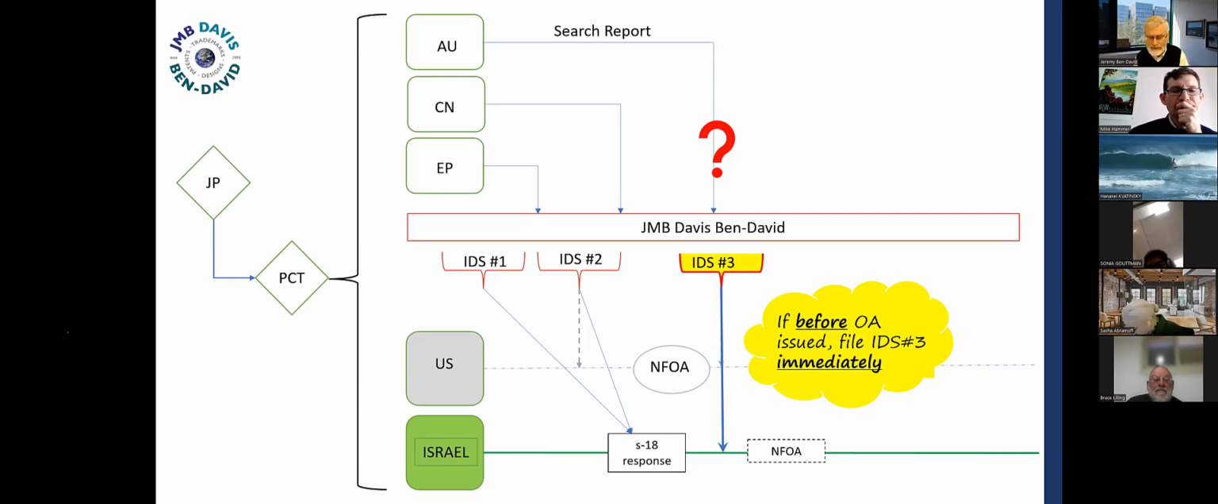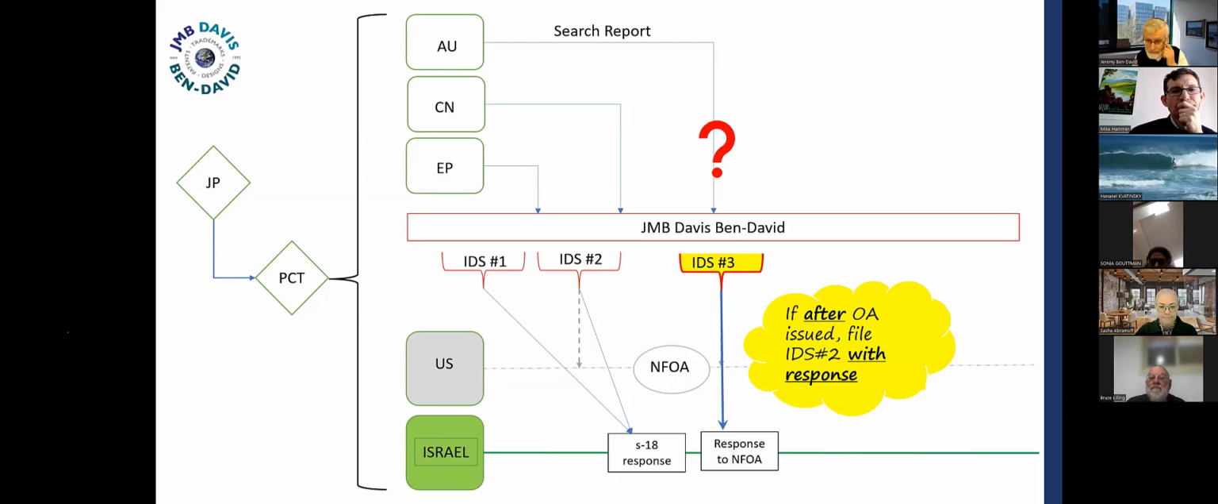And therefore, as you see in this situation here, we've got a non-final office action coming down the pike. Of course, we don't know what the timing is going to be. But for that reason, as soon as we know about these additional IDS, these additional disclosure documents, we should get them on record without delay.